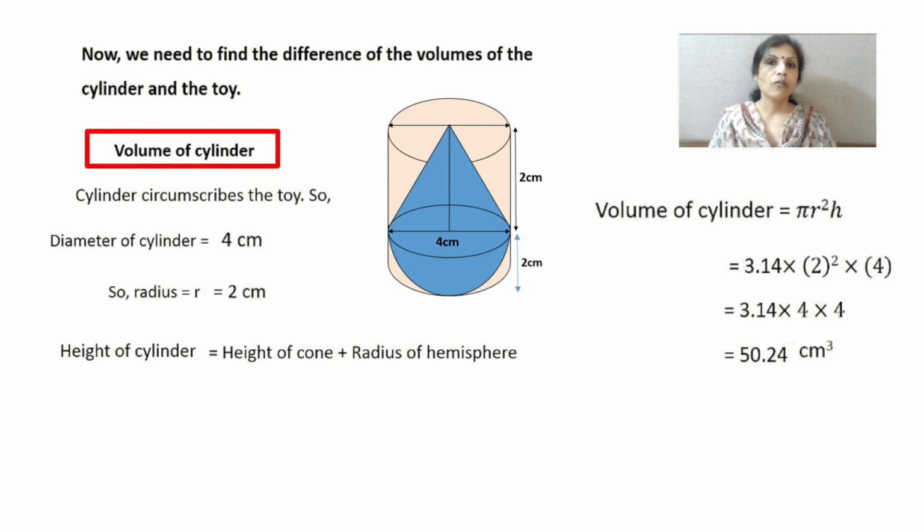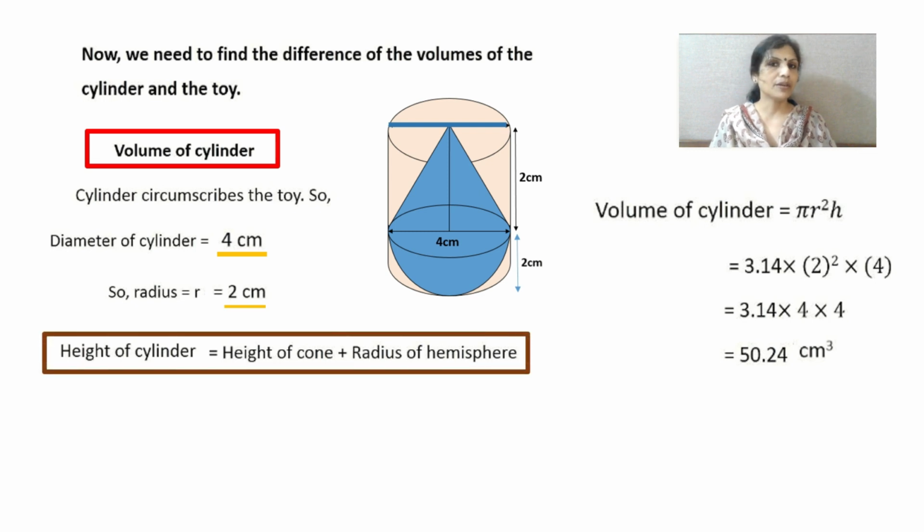Now for the volume of the cylinder we need its diameter. Diameter is 4 centimeter given to us, so its radius will be 2 centimeter. Now the height of the cylinder is equal to the height of the cone plus the radius of the hemisphere, because the height of the hemisphere and the radius of the hemisphere will be the same. So we get the total height as 2 plus 2, which is 4 centimeter. That is the height of the cylinder.